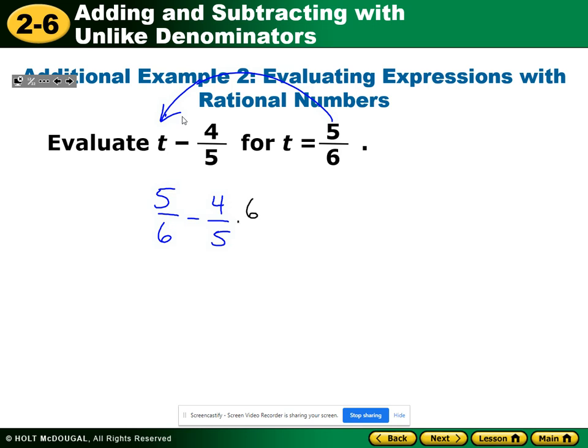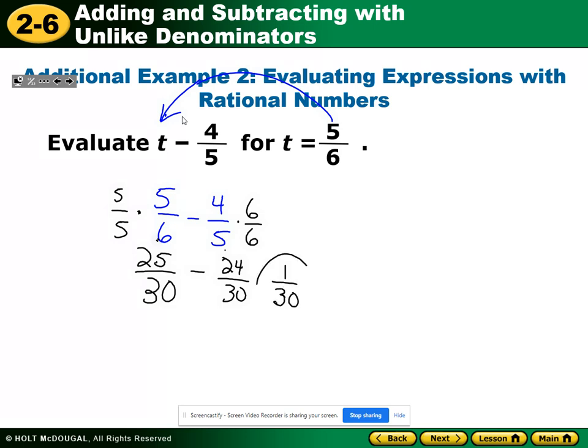So, if I take this side times 6 over 6, because that makes the bottom here 30. 6 times 5 is 30. Yay! All right, 6 times 4 is 24. Over here, I do a different number because I want 6 to be 30. So I do 5 over 5, and I get 25 over 30. 1/30 is my answer. I've got what I needed to.